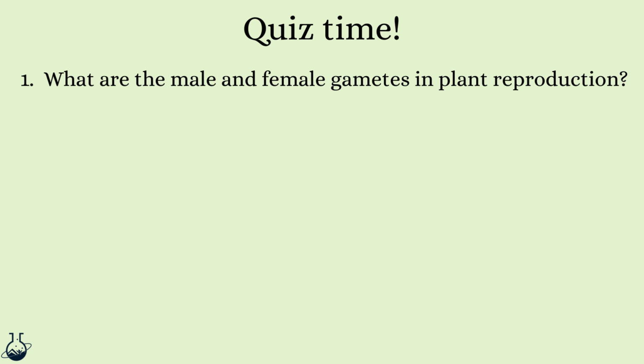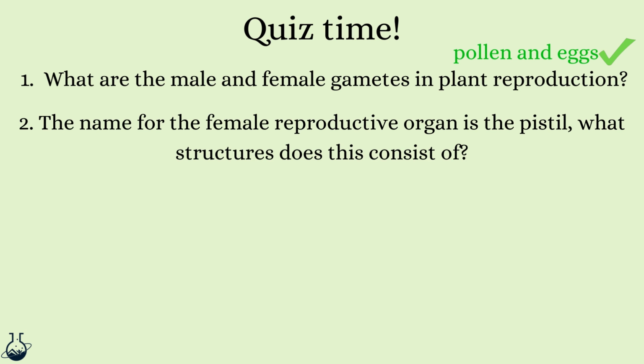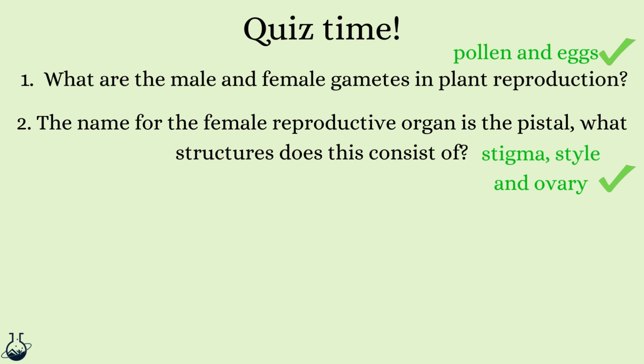Time for our end of video quiz. Let's see what we can remember. Question 1. What are the male and female gametes in plant reproduction? Pollen and egg cells. Great start. Question 2. The name for the female reproductive organ is the pistil. What structure does this consist of? The stigma, style, and ovary.